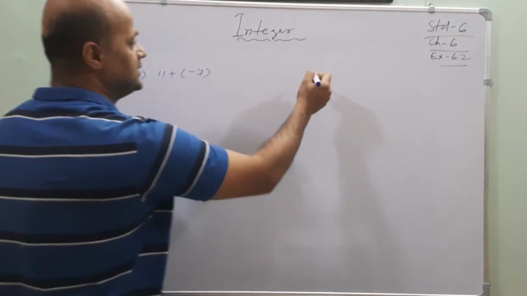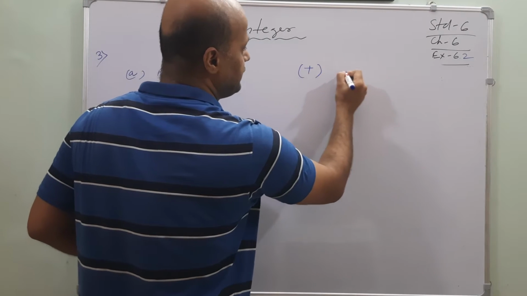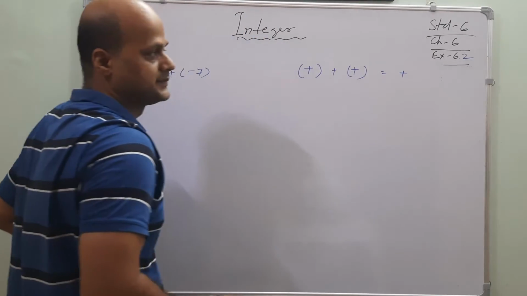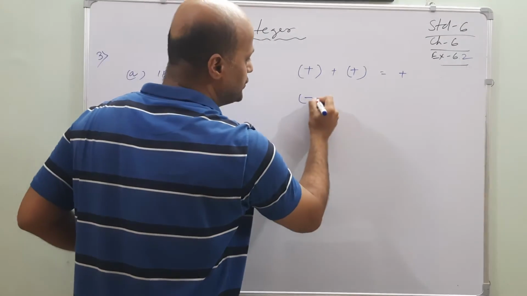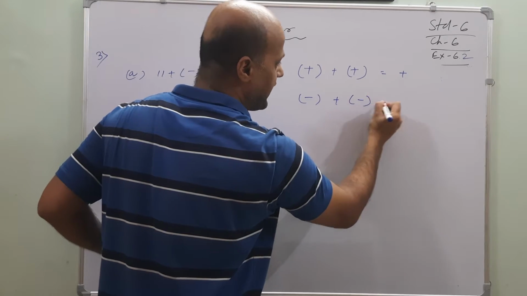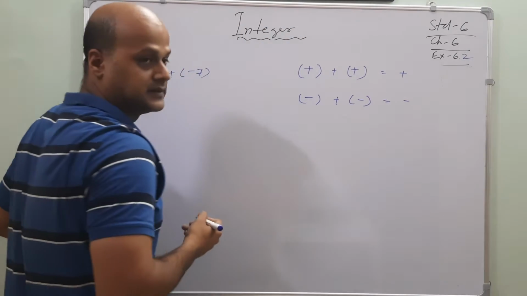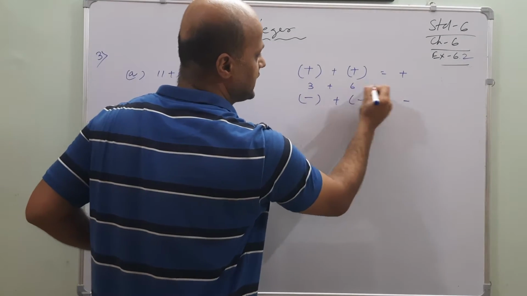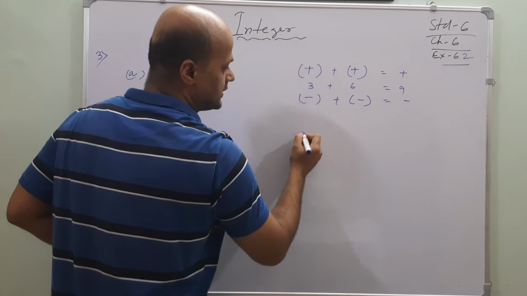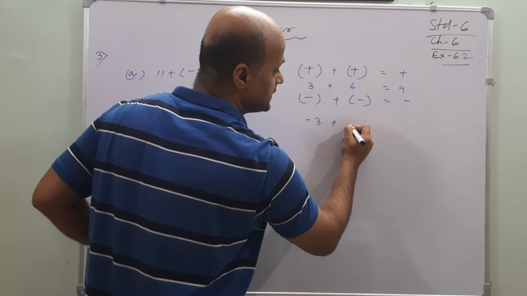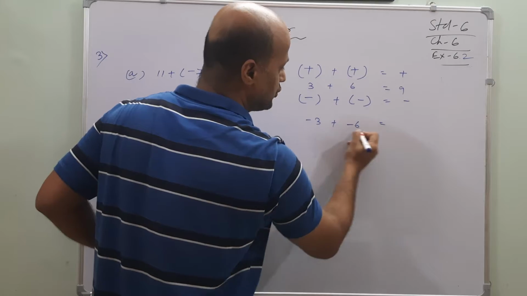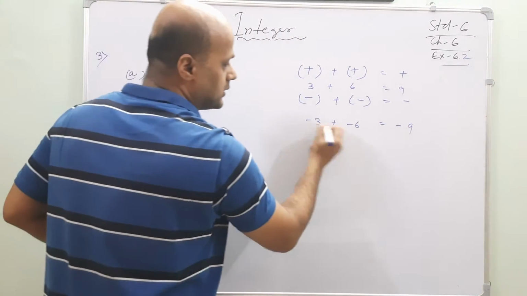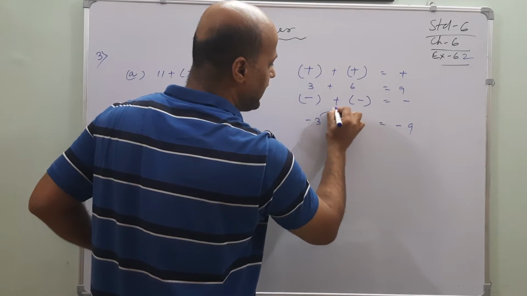What is that? When two positive integers are added with each other, the answer is coming plus. When two negative integers are added, the answer is coming minus sign. I will give you an example. Plus 3 plus 6, the answer is 9. Here, minus 3 plus minus 6, the answer is what? Minus 3 plus 6, 9. Only the sign will be as it is and these two numbers will be added.